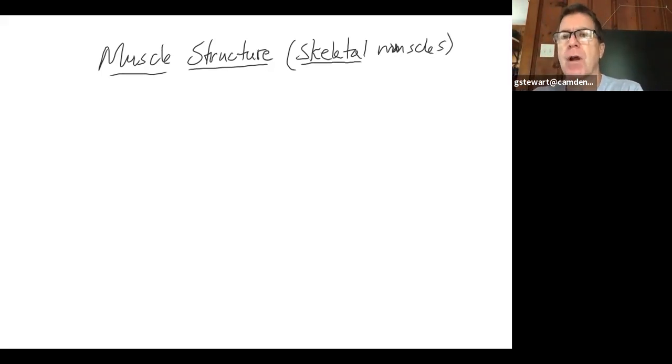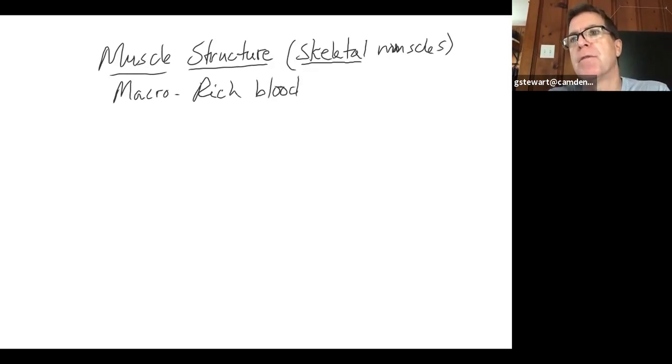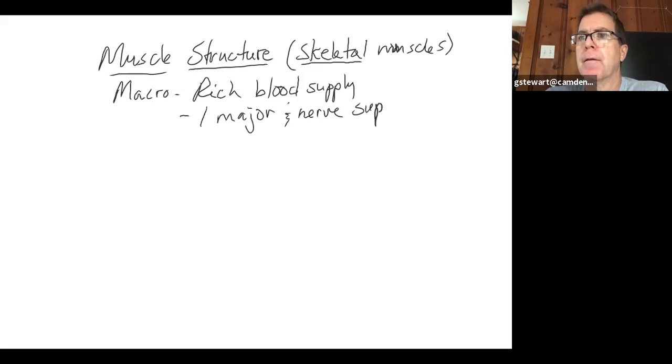So I'm going to go over the macro structure and then the microstructure. So the macro anatomy, what we can see with our naked eye, is what I'm going to talk about first. So there is typically a rich blood supply to these muscles. There's usually one major artery and nerve supplying skeletal muscles. I'm talking about an entire muscle now, not just an individual cell. And then there's usually many veins that drain that muscle.